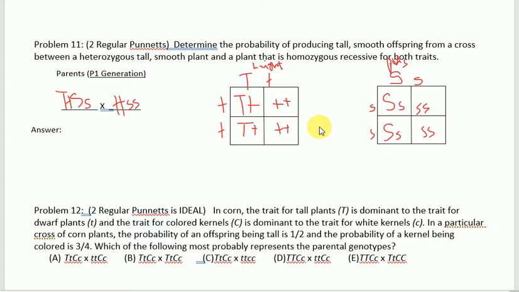Okay, so you should have come up with these squares. So what it's asking us is, what is the probability of producing tall smooth? So first of all, half of this is going to be tall. Okay? And we know that half of this is going to be smooth. So all you do is multiply that 1/2 by 1/2. So your answer is 1 out of 4, or 25%.